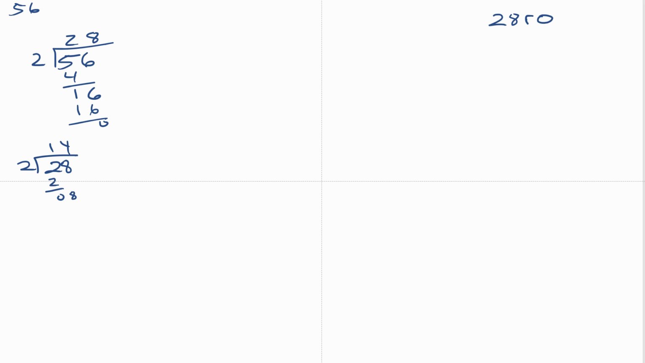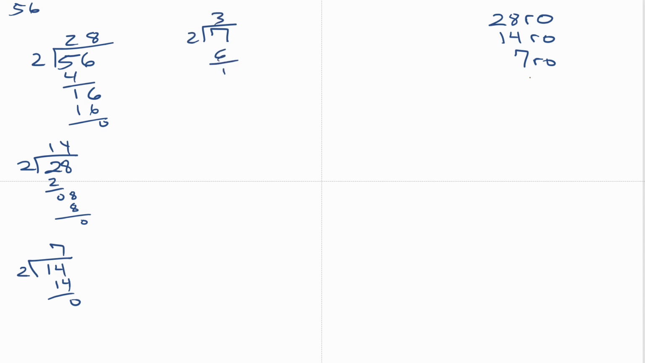And so we have 14 remainder 0. And then we take our 14 and divide it by 2. And we have 7 remainder 0, okay. Then we take our 7 and divide it by 2, and we're going to have 3, 6, 1. So we have 3 remainder 1. And then we take our 3 and divide it by 2, and we're going to have 1, 2, 1. So we're going to have 1 remainder 1.